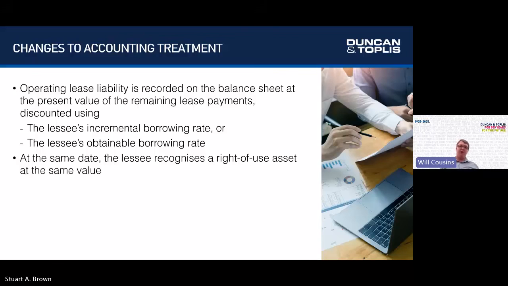An incremental borrowing rate is the rate that you could borrow money on equivalent terms over the equivalent life, whereas the obtainable borrowing rate is simply the equivalent interest rate at which you could borrow the same amount of money. The thing for me to note here for you today is that unfortunately, we can't advise or give you the interest rate to be used. That's something that you will have to research and advise us on. So that's the important thing for that.